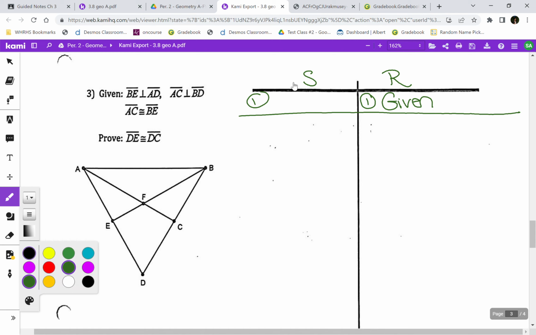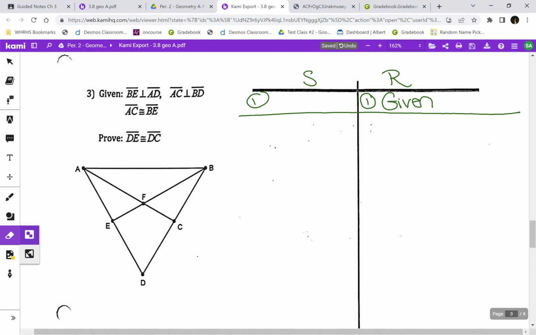Okay, so here we have that BE is congruent. Oh, no, not congruent. Sorry, I marked that wrong. BE is perpendicular to AD. Do we agree because it's perpendicular, I'm going to have 2 right angles over here, 1 and 2? And then it says AC is perpendicular to BD, so I have 2 right angles here, 3 and 4.